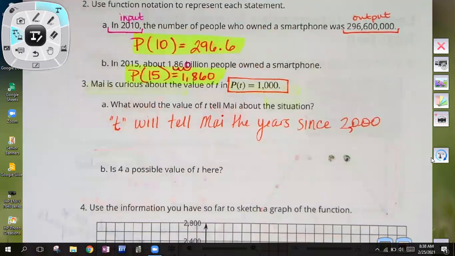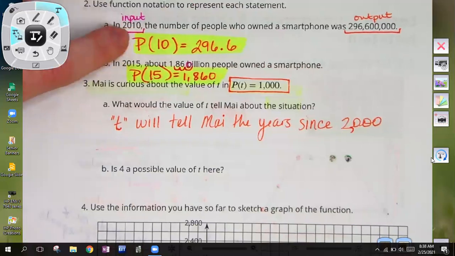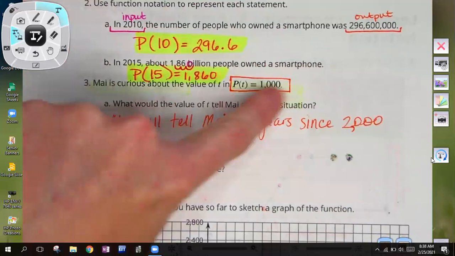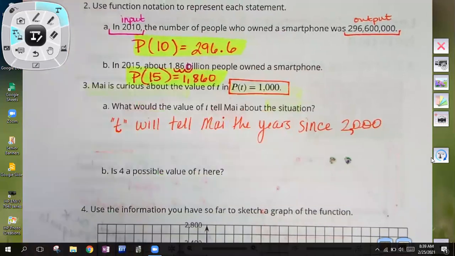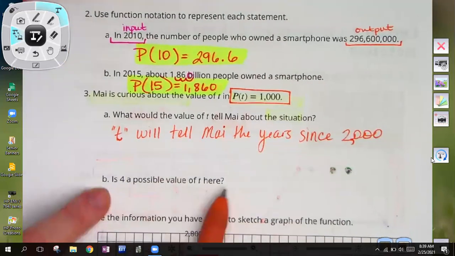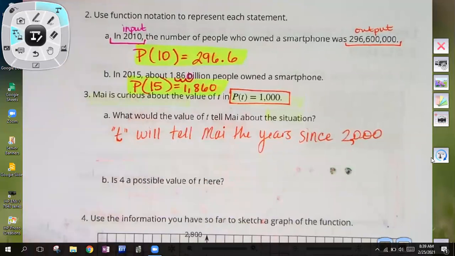No. Well, I wouldn't think it would, because at 10 years, there's only that. Yep, you're right. Lainey explained it perfectly, and that's exactly the one I was going to use. So in 2004, it's saying there are 1 billion people with phones. And then in 2010, which is 6 years later, there were only 296 million phones. So there were 800 million fewer phones in 2010.